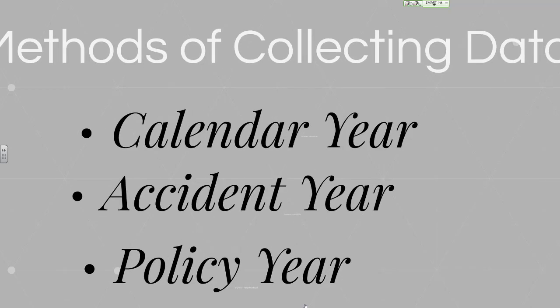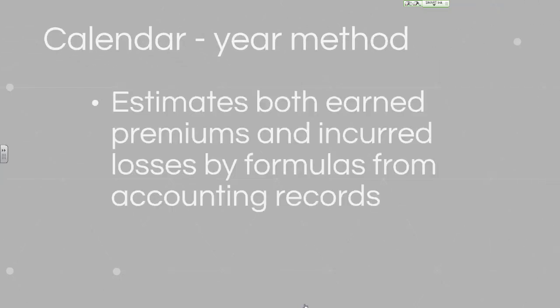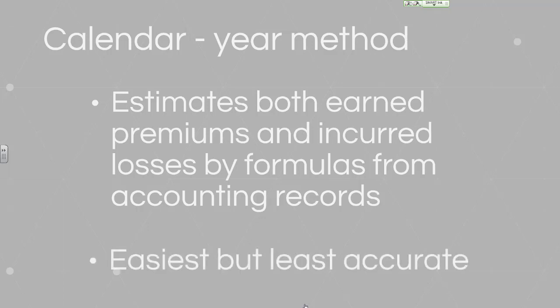Let's look at each of these individually. The calendar year method estimates both earned premiums and incurred losses by formulas from accounting records. This is the easiest to calculate, but the least accurate. Let's look at an example of how accounting records are used to collect data under the calendar year method.